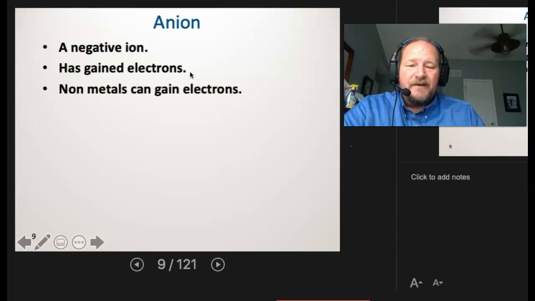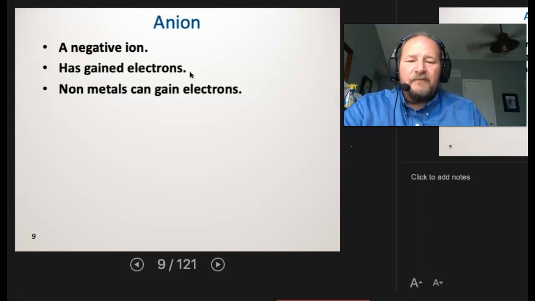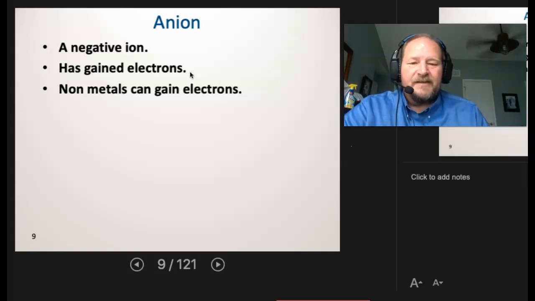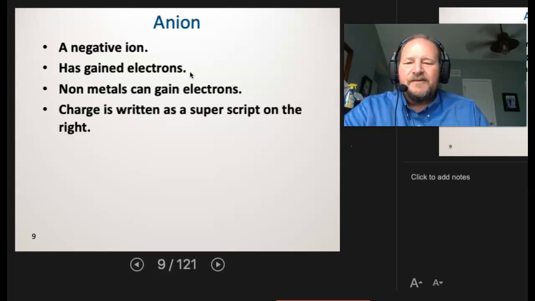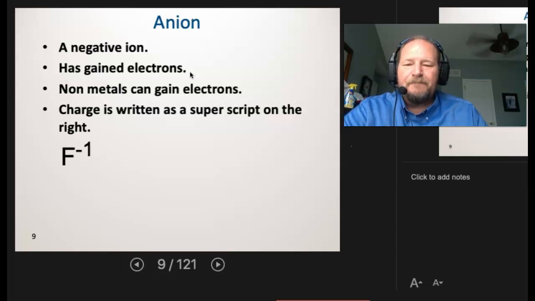Now, only our nonmetals can gain electrons. So metals always need to be positive. They can never be negative. Now, remember, when we were writing our symbols a bunch of segments ago, where do we write that charge? If I know I have an element, it has an atomic mass and an atomic number. Those are both on the left, up and bottom. What about the charge? Well, the charge goes on the top right. So it's going to be a superscript on the right side. So for instance, if I'm looking at fluorine, and fluorine's a -1, notice the -1 charge is in the superscript on the right side. Okay.